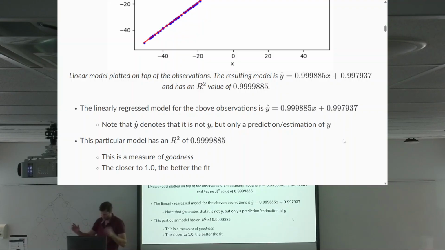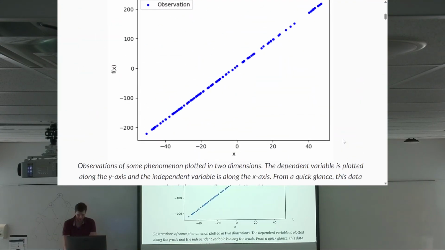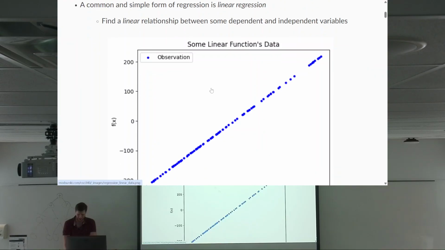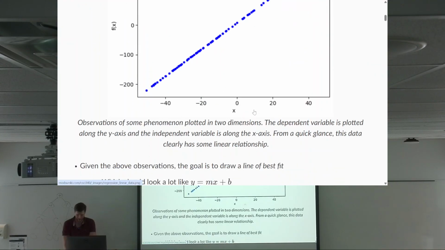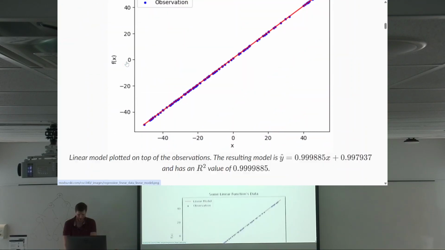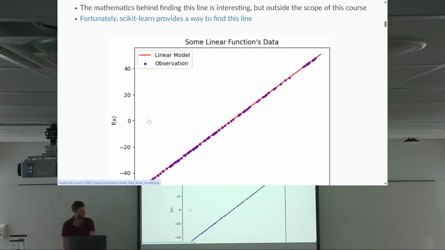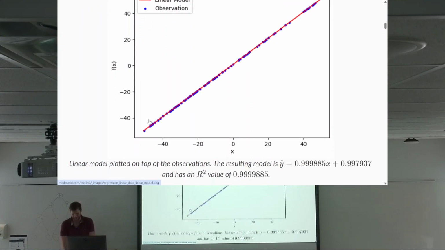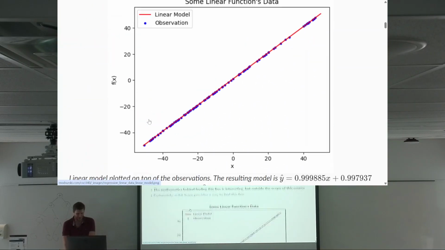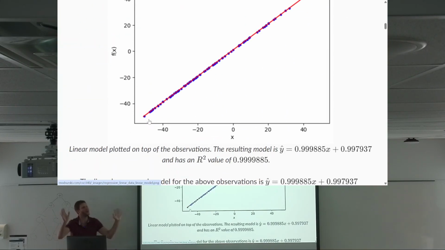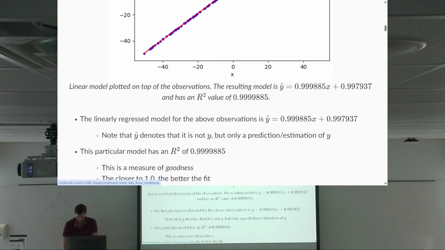But anyways, I also noticed that the scale of these things are way different. F of x, negative 200, and then here, well, I guess it's some other linear function of data. I don't know. It just happened to look the same. Great. Doesn't matter. The point is, I'm looking for that line, and there's some mathematics we can do to find the line that minimizes the distance.